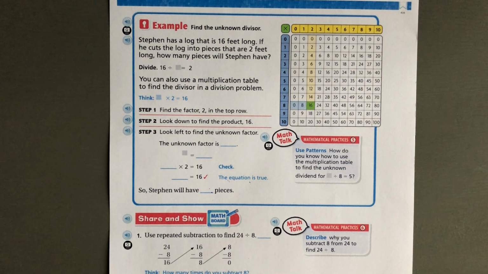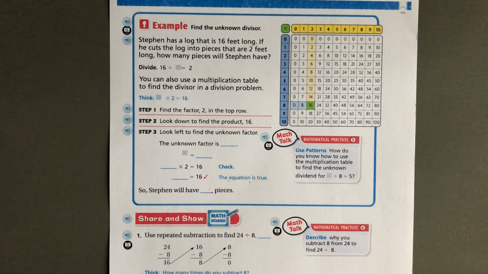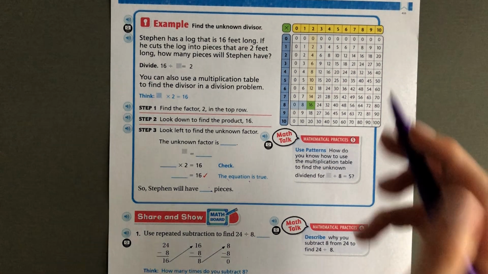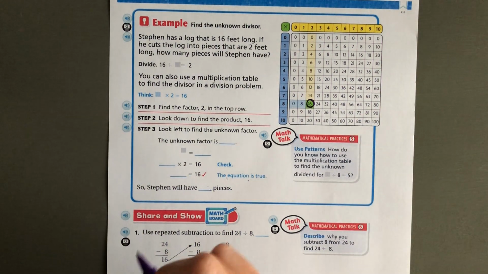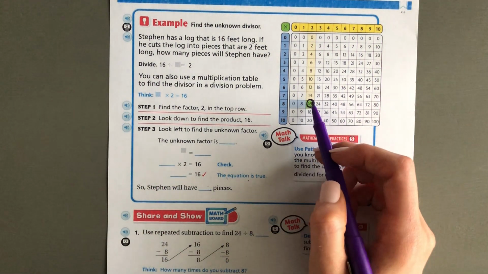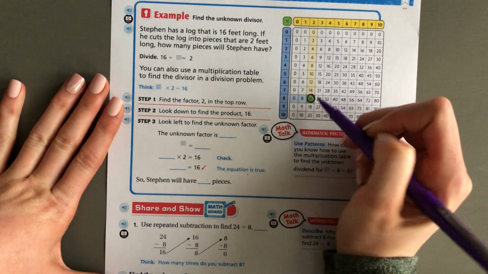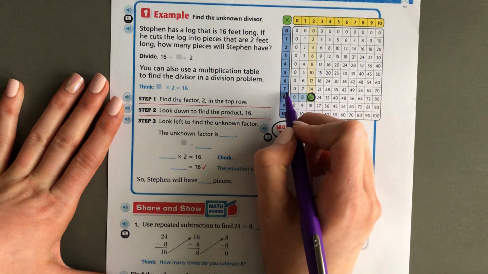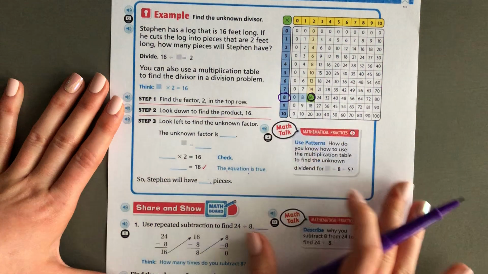If it's a similar question, it says Stephen has a log that is 16 feet long. If he cuts the log into pieces that are 2 feet long, how many pieces will Stephen have? So what you do is you start with the number that you're dividing. So they found this 16, and they know that we are going to have to break it into 2 feet pieces. So they found the 2 feet pieces here, and they found 16, and they were trying to figure out what number can I match with 2 to get 16.